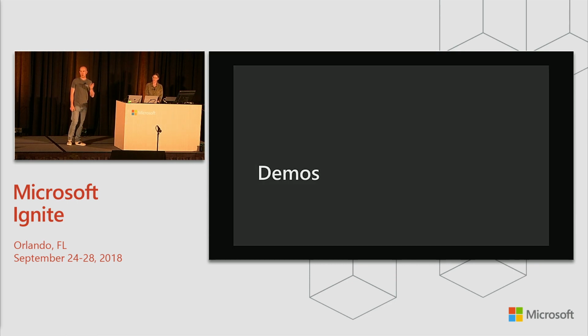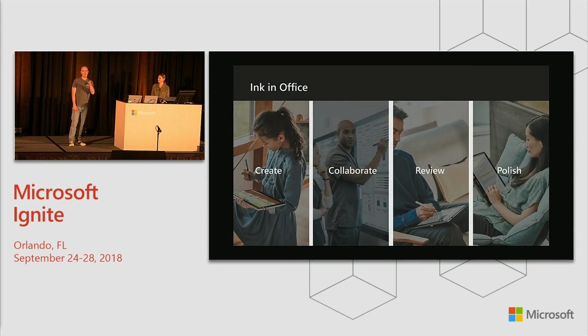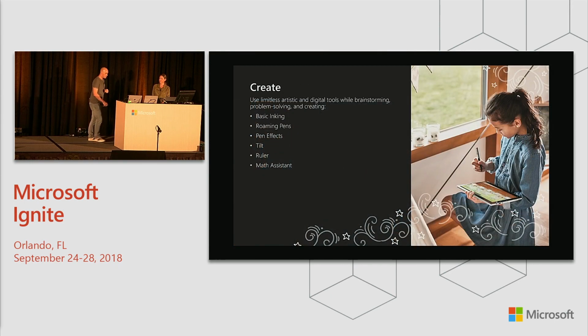So now I'm going to show you some of these things. And I'm going to show you these demos across 4 different pillars. First is about creating with your pen in Office. Second is about collaborating with others. Third is about reviewing content. And then the last one will be about polishing that content. So I'm going to start with some of the creation type things.